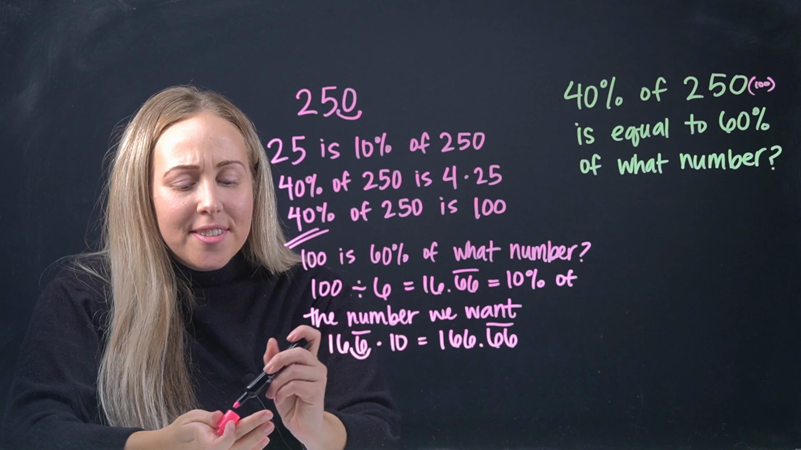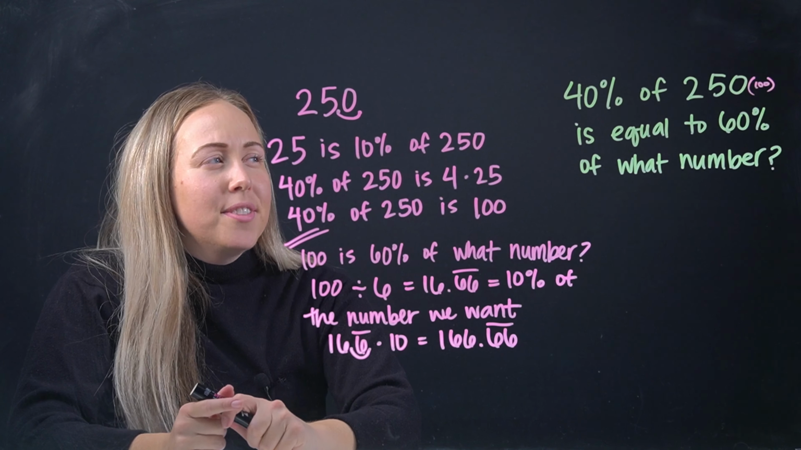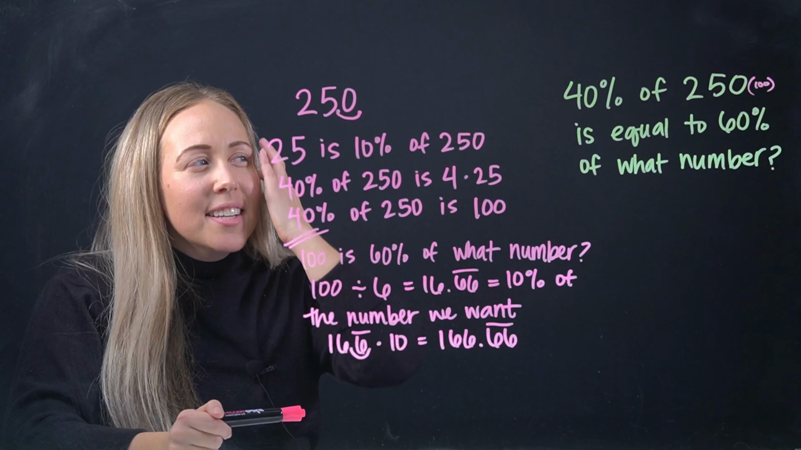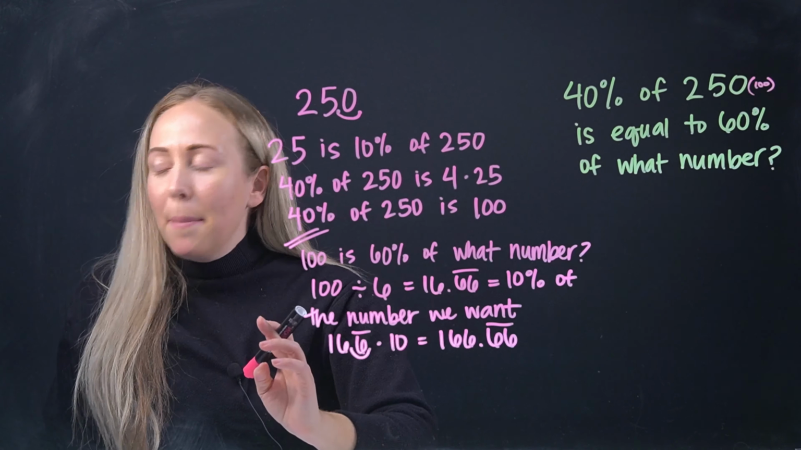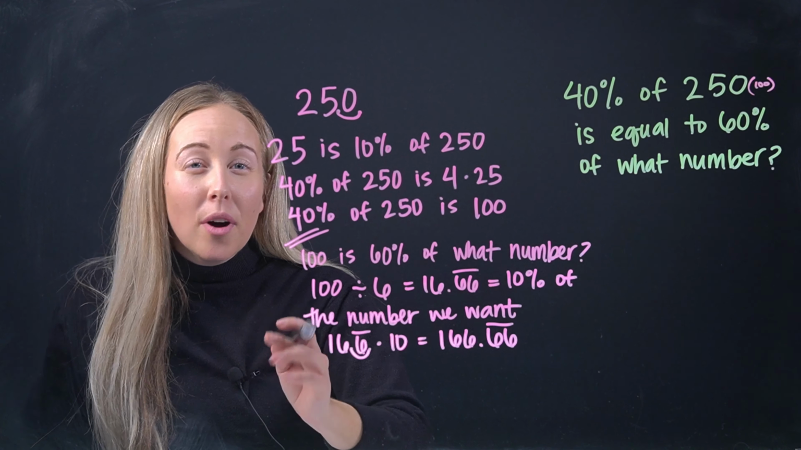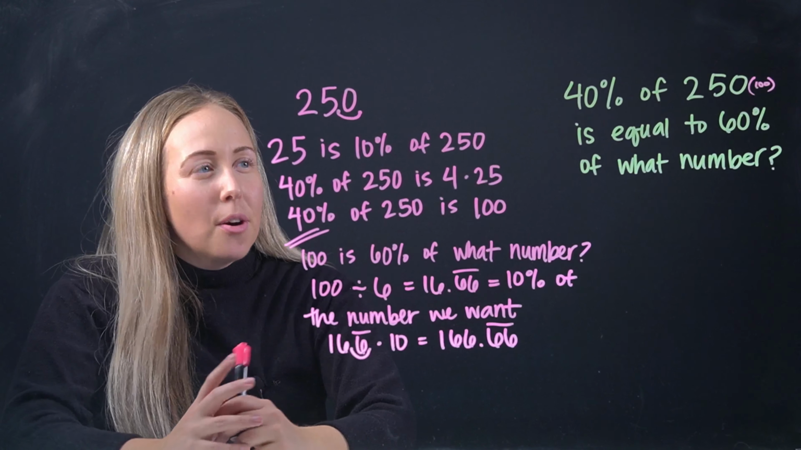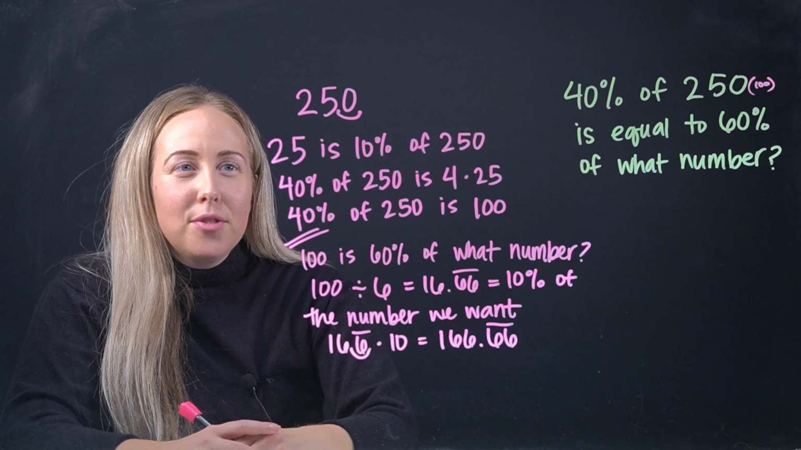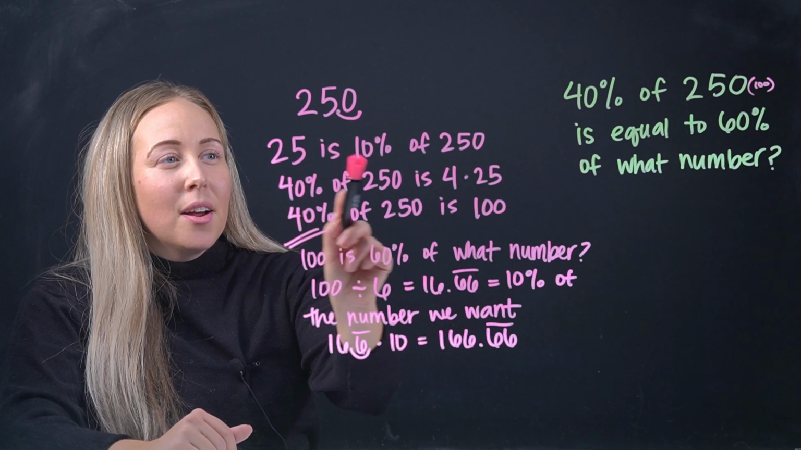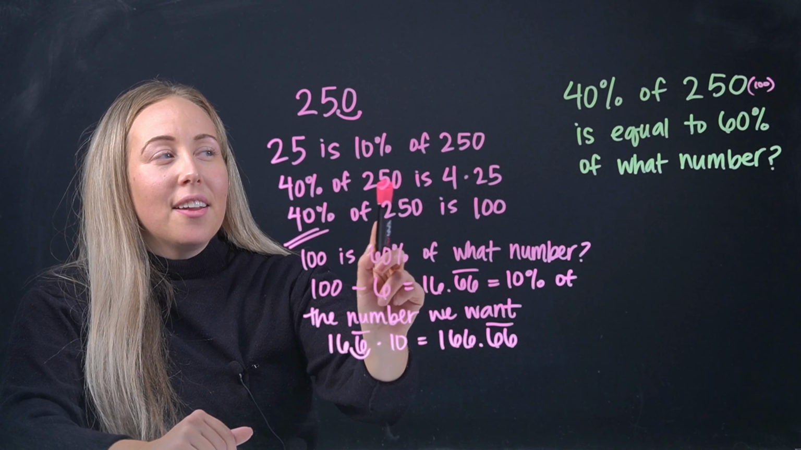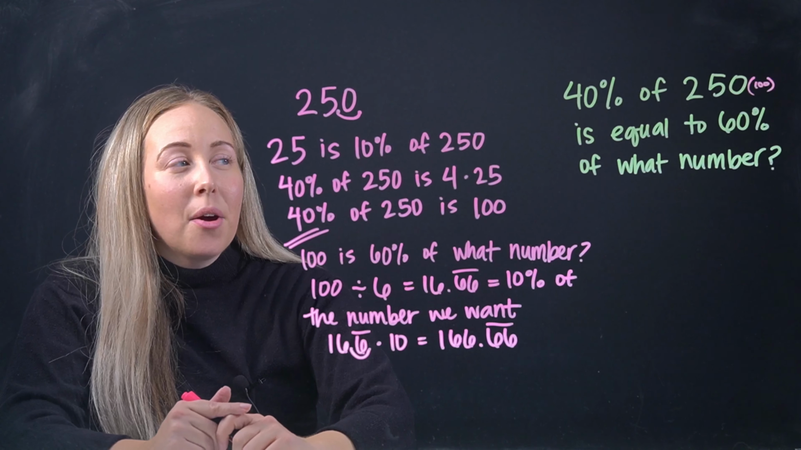Let's retrace our steps and look at how we did this. They wanted 40% of 250 is equal to 60% of what number? It's very important that you take it step by step, piece by piece. If you try to take too many steps at once, you're going to get tripped up. So we took the first line, 40% of 250. We took 10% of that and multiplied it by 4 to get 40% of 250, which is 100.